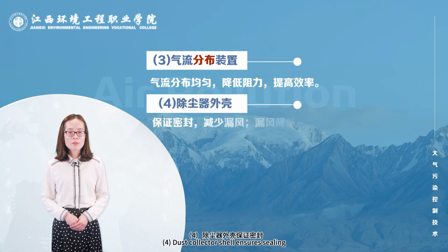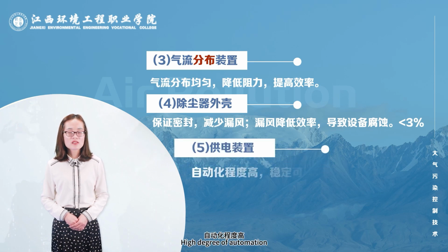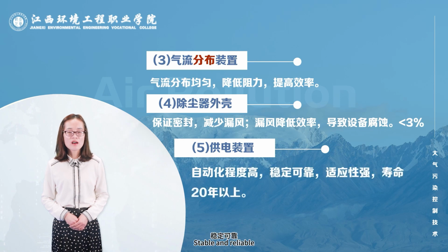4. Dust collector shell, which ensures sealing and reduces air leakage. Air leakage reduces efficiency and causes equipment corrosion. 5. Power supply device. It requires a high degree of automation, stability and reliability, strong adaptability, and a life of over 20 years.